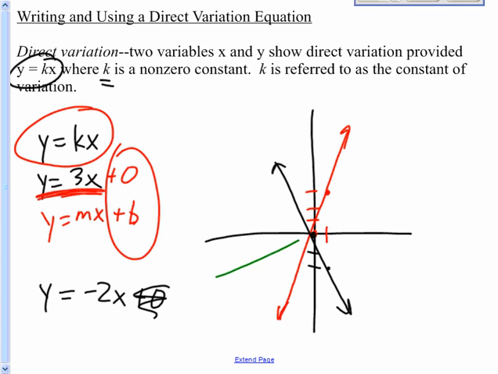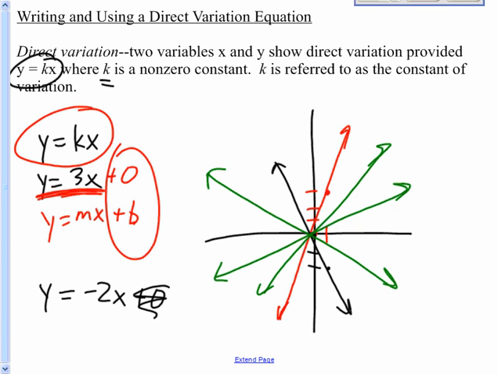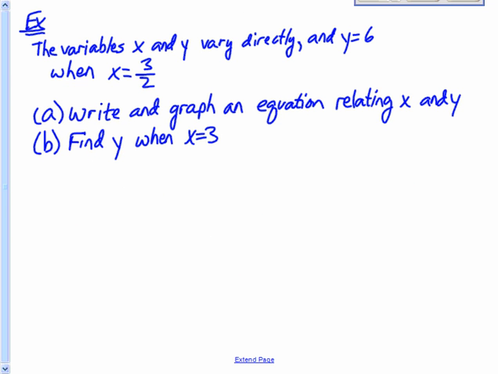That's another direct variation equation. Here's another one. Here's another one. Anyways, you notice these all go through your origin. Okay, so you have k. K is your constant of variation, but k is just a slope. Okay, so that's how mathematicians have chosen to describe these as direct variation equations.